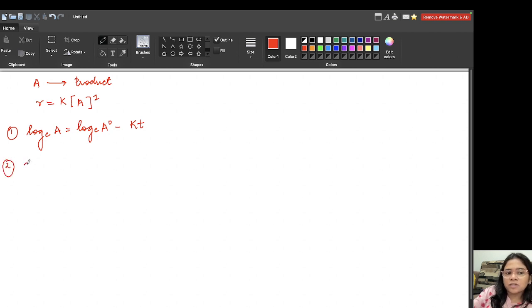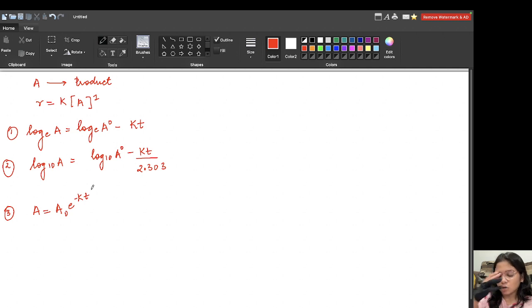In terms of 2.303 log base 10, what will you get? Just forget about 2.303. We'll directly write what we got. We'll write log base 10 of A will be equal to log base 10 of A naught minus Kt upon 2.303. Third one, what will you write? A equals A naught e to the power minus Kt. Like we just took the anti-log on both the ends.